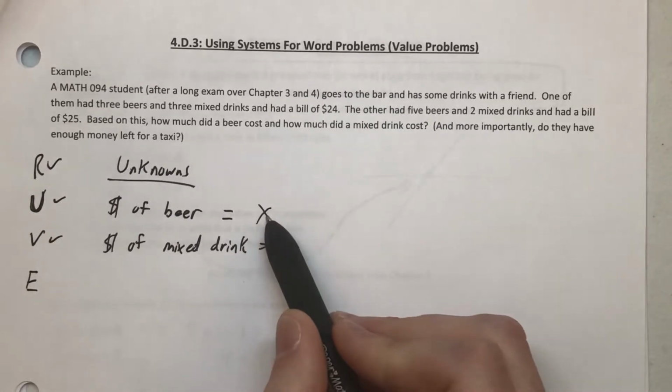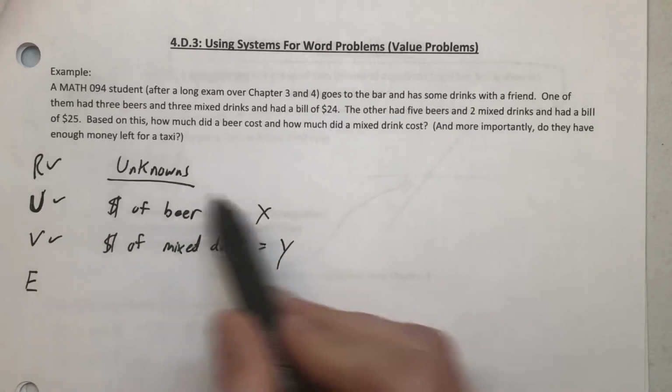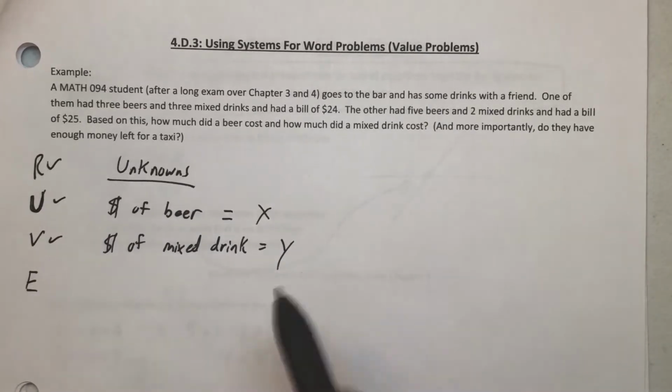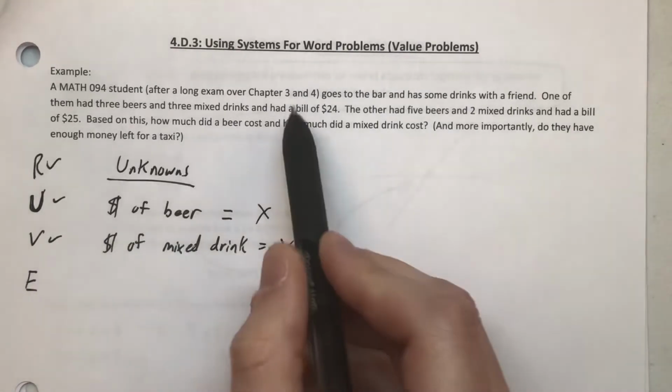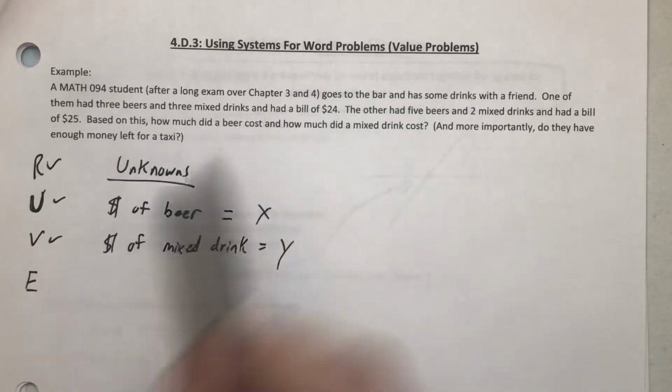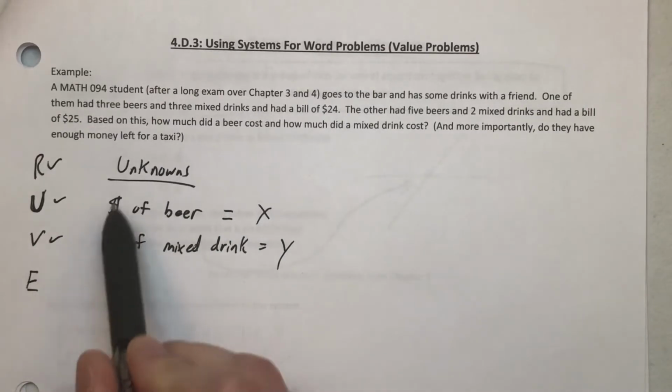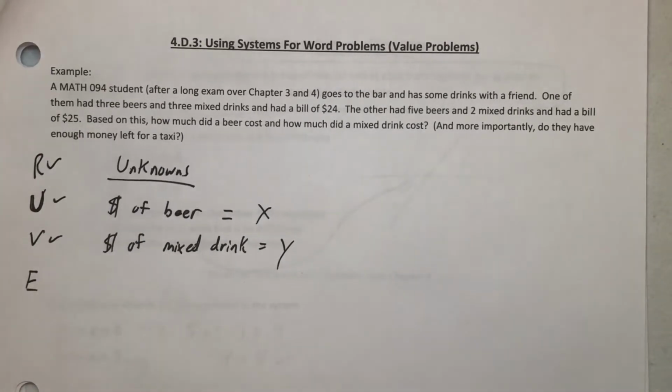Well, we know how to refer to the thing we don't know, the price of a beer and the price of a mixed drink. So this is almost like the opposite of the coin problems we did in the last section, where we knew what the value of a coin was, but we didn't know how many there were. Now we know how many beers and mixed drinks give us a certain bill, but we don't know the value of them. So, very similar approach to those equations.